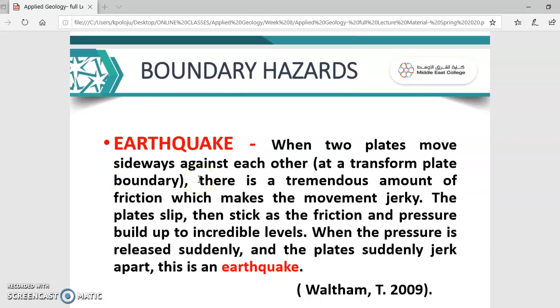Next, boundary hazards. As we know, an earthquake is formed when two plates move sideways against each other at a transform plate boundary. There is a tremendous amount of friction which makes the movement jerky. The plates slip, then stick, as the friction and pressure build to incredible levels. This jerk on the surface of the earth is called an earthquake.